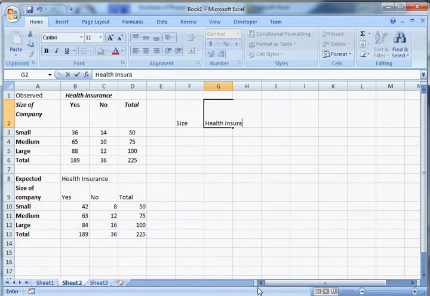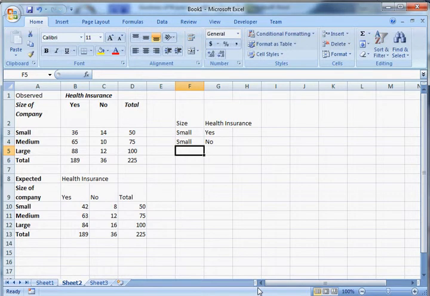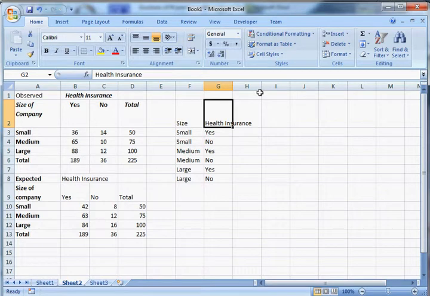And we have small yes, small no, medium yes, medium no, large yes, and large no. And those are all the combinations for our goodness of fit table. Now we're going to be building our FIs and our EIs. We actually already figured these out, right?